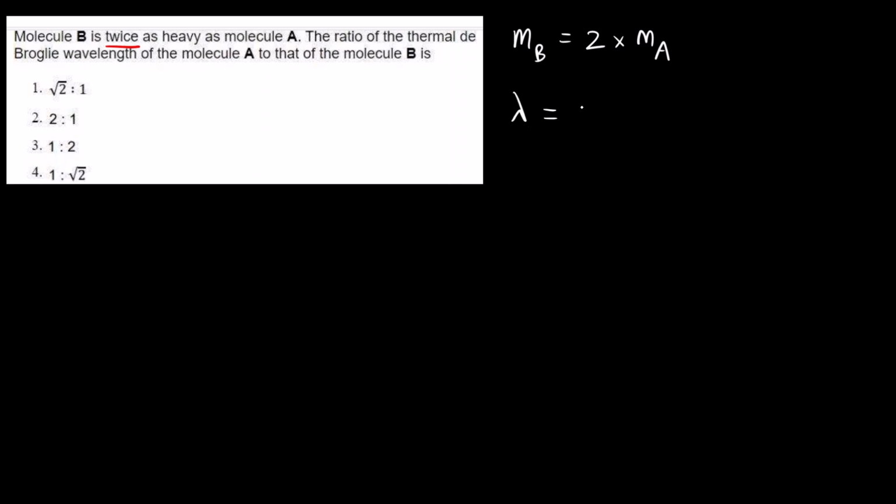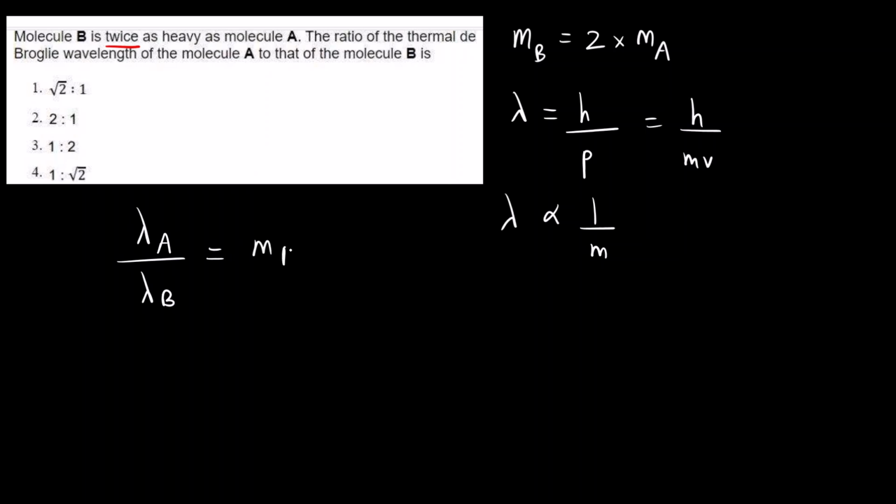So what is the formula for De-Broglie wavelength? Lambda is equal to h by p. h is Planck's constant. p is what? Linear momentum, and linear momentum is m into v. Now if you use this formula, lambda is inversely proportional to mass, and lambda of molecule A divided by lambda of molecule B will be mB by mA. mB by mA is equal to 2 by 1.